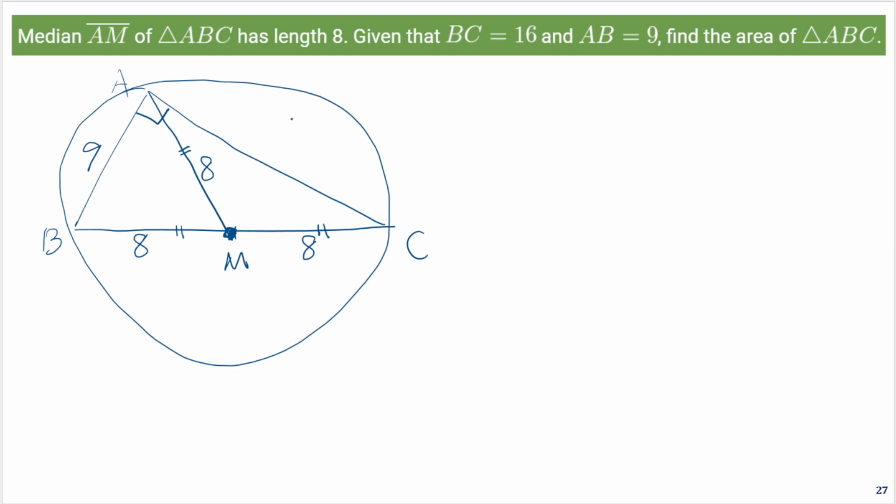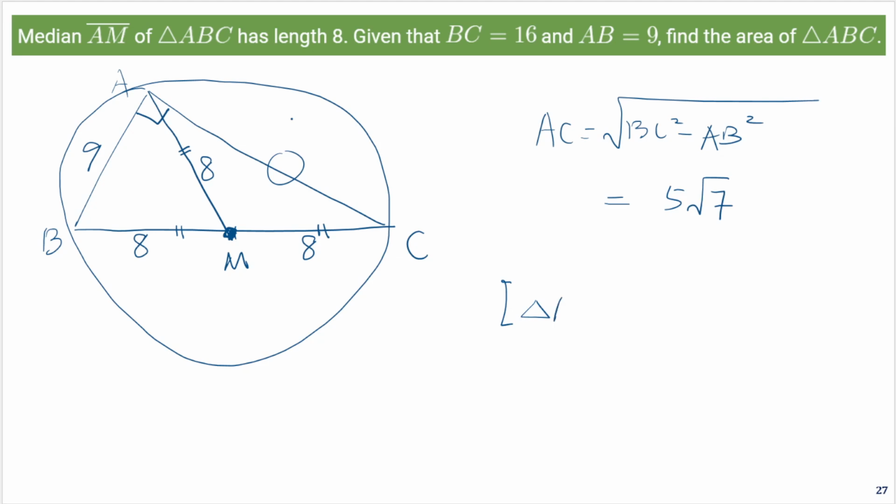Therefore, we could find AC first. AC equals the square root of BC squared minus AB squared, and this gives us 5 square root 7. Therefore, the area of triangle ABC is 1/2 of AB times AC, and this gives us 1/2 of 9 times 5 square root 7. Did you get it?